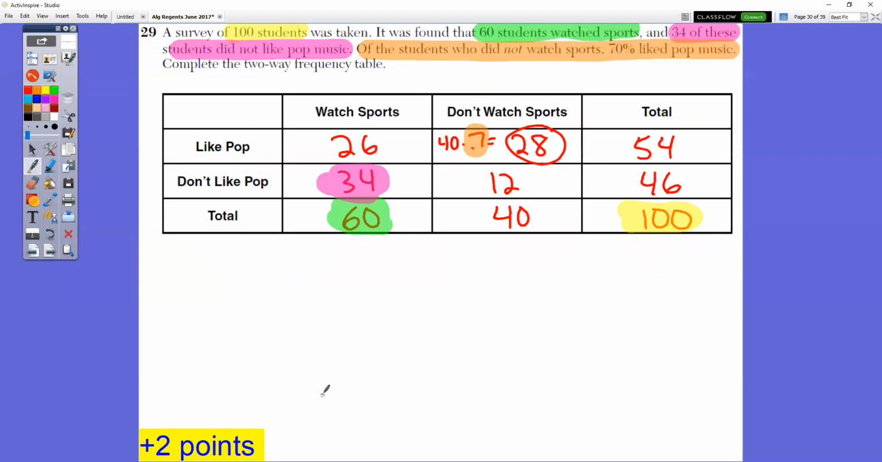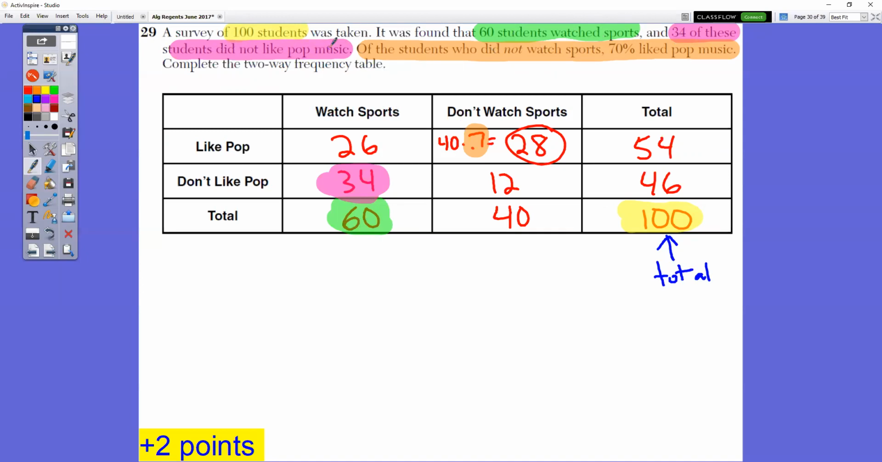So in this one, you are in 29, you're filling out the frequency table here. They give you some of the information. The highlighted stuff is the stuff that they gave you. It says a survey of 100 students was taken. Therefore, I know the total in the survey is 100. It was found that 60 students watch sports. So watch sports, the total was 60. That's where they're getting this green 60 from.